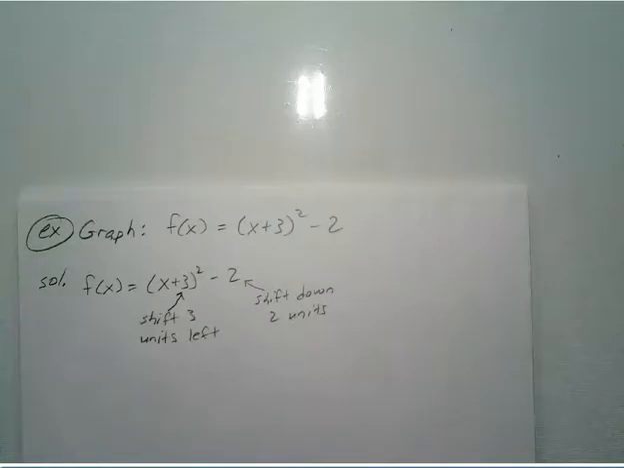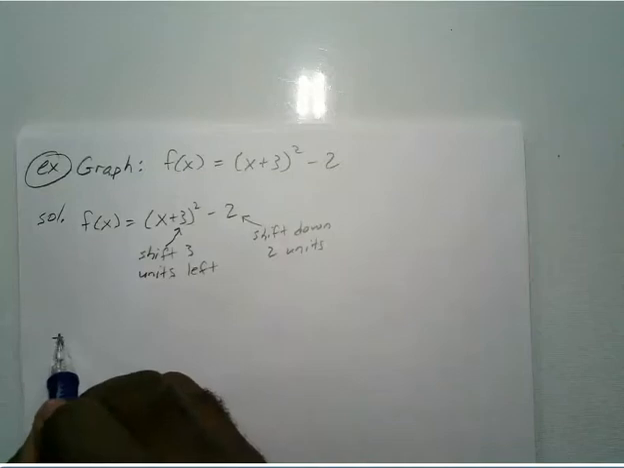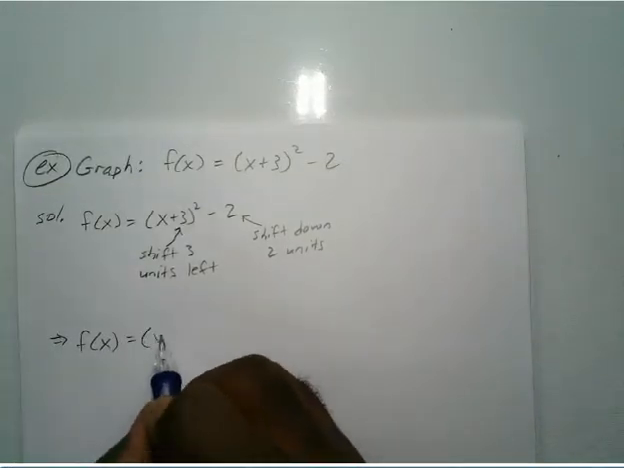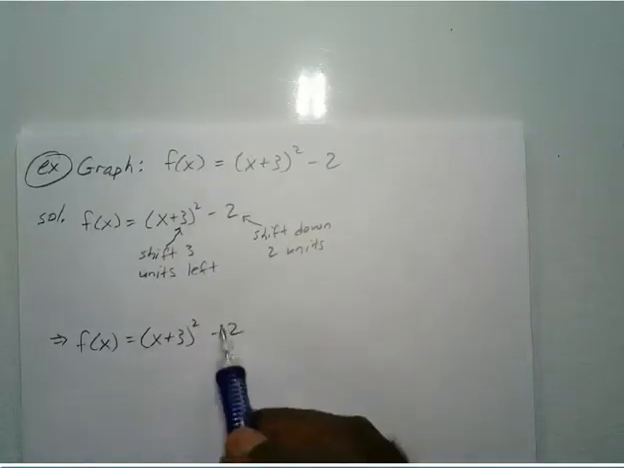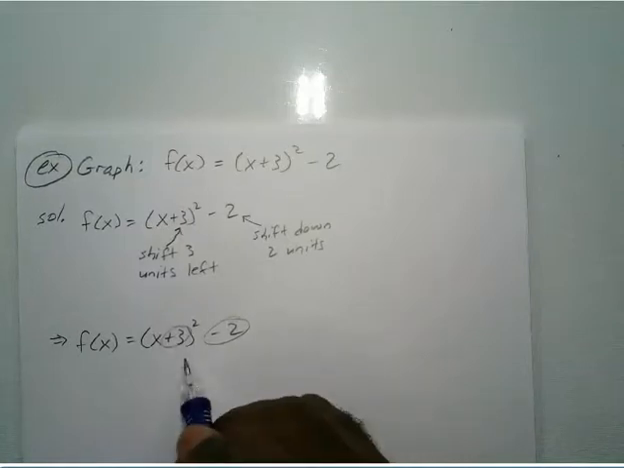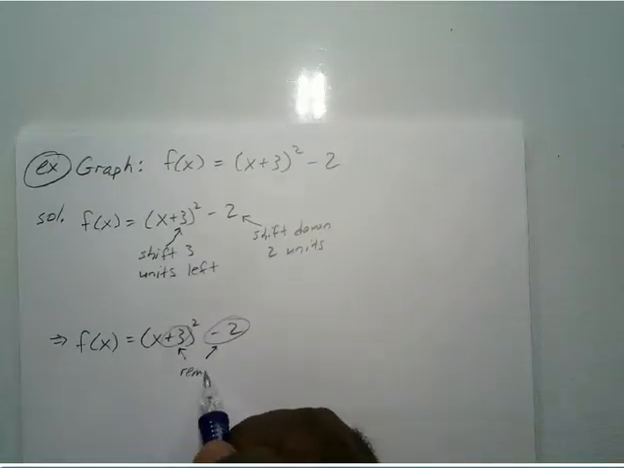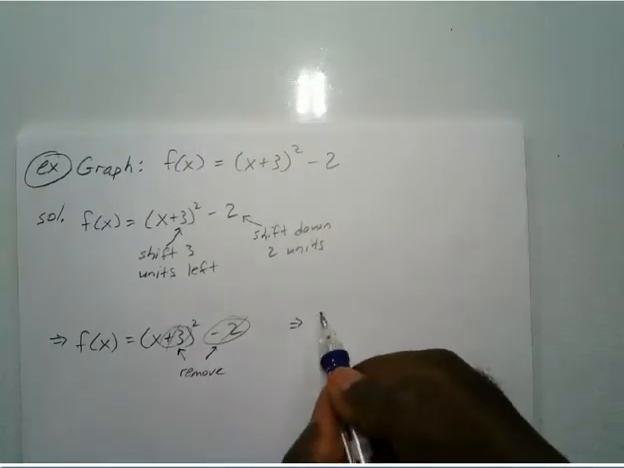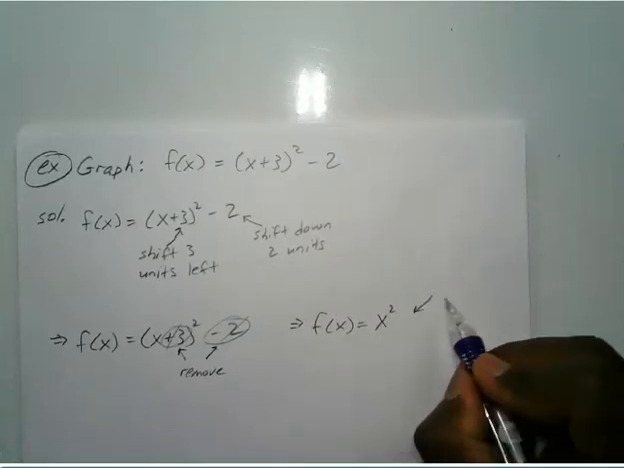Now, if we want to find our parent function, we can go ahead and do that. Again, just writing down our f of x equals (x plus 3) squared minus 2. We have to get rid of those constants, all except the exponent. The exponent is the only constant that hangs around. So we're going to remove those two, which will leave us with f of x equals x squared as our parent function.